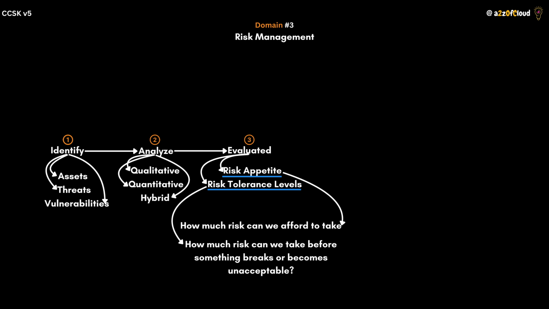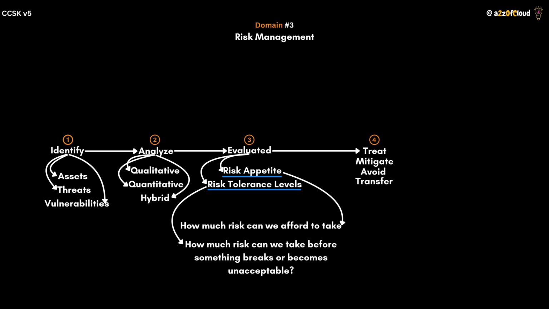After the risk is evaluated, the next step is to treat or respond to the risk. Mitigate is to implement controls to reduce the likelihood or impact of the risk. Avoid: eliminate the risk by not engaging in the activity causing it.